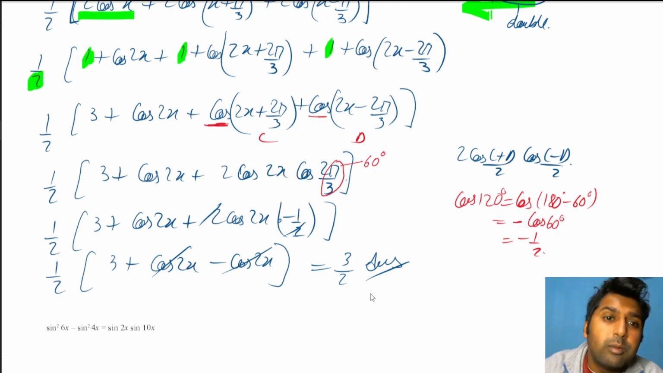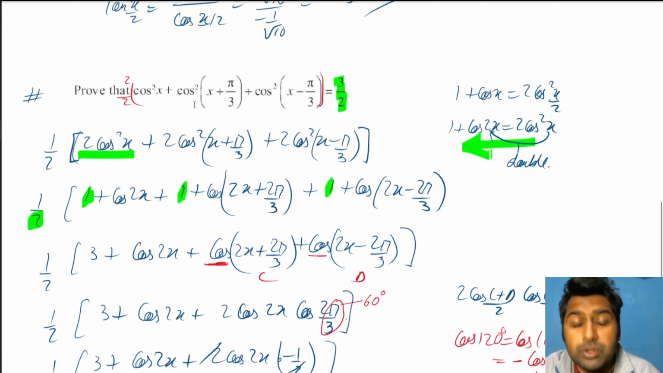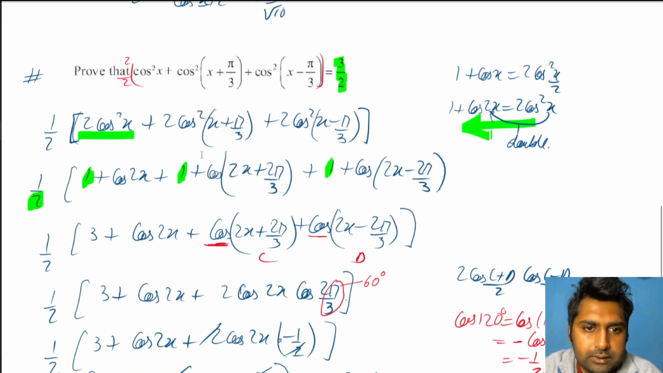But the key idea was where to begin with this identity. How do we know that we have to use this identity? Because square is present, we cannot do anything with the squares. That's why we have to remove the square. So whenever you are learning this identity, learn the heading also, removal of squares. This identity is used to remove squares on sine and cos. Okay. So beautiful question and a beautiful solution also.